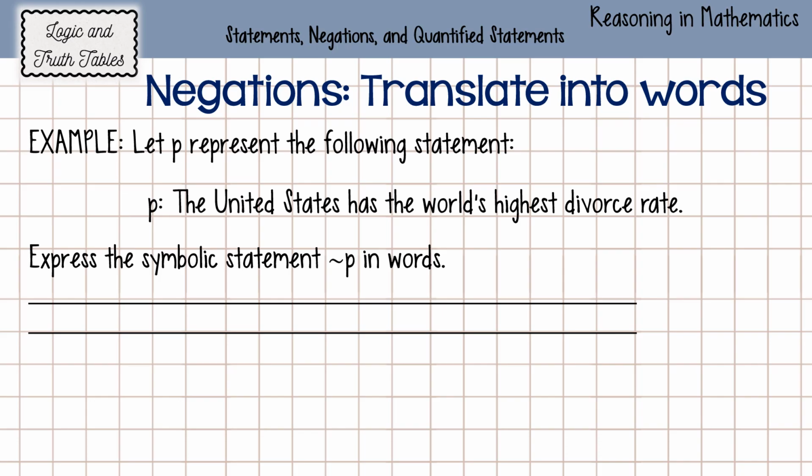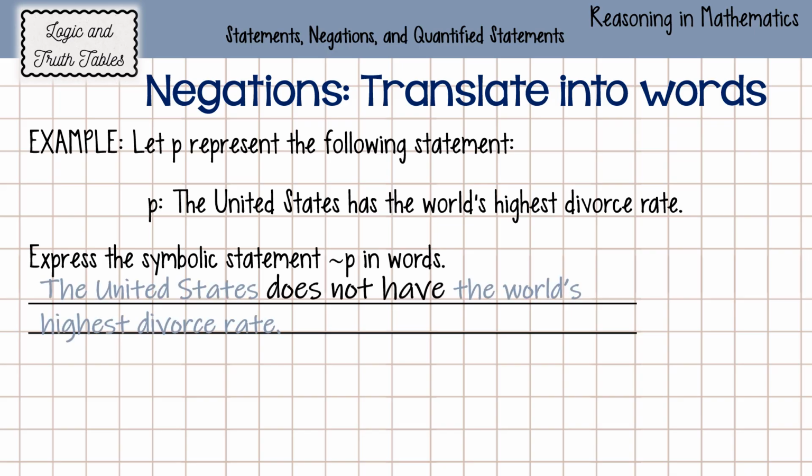Negations, translate into words. Example, let P represent the following statement. P, the United States has the world's highest divorce rate. Now, we don't know if that statement is true or false, so be careful expressing the symbolic statement, not P, in words. So we can't say it's not true because we don't know if it's true or not to begin with. But the United States does not have the world's highest divorce rate would indeed represent that symbolic statement.